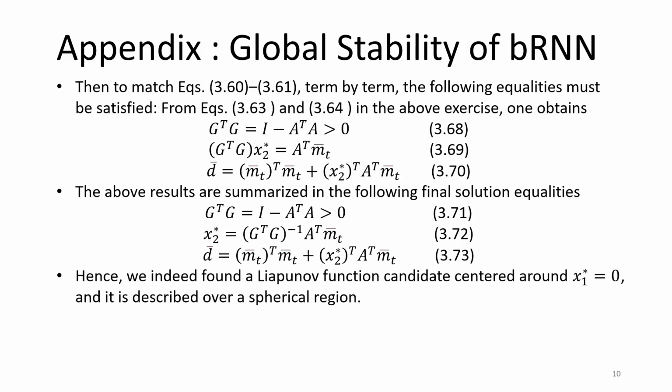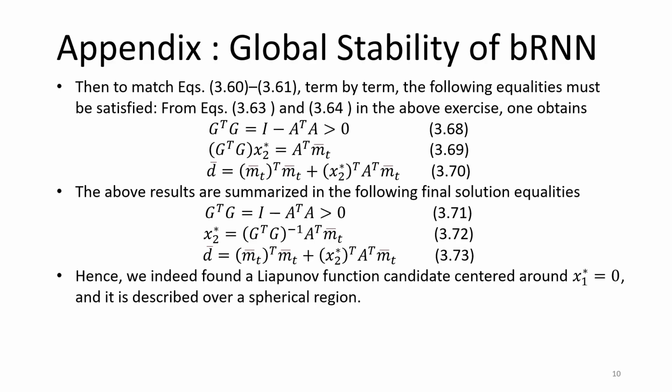Then, to match equations 3.60 and 3.61 term by term, and from equations 3.63 and 3.64, we have equations 3.68, 3.69, and 3.70. By rewriting equation 3.69 to get the definition of x_2, we have equations 3.71, 3.72, and 3.73. Thus all terms are well defined in the difference equation 3.61.